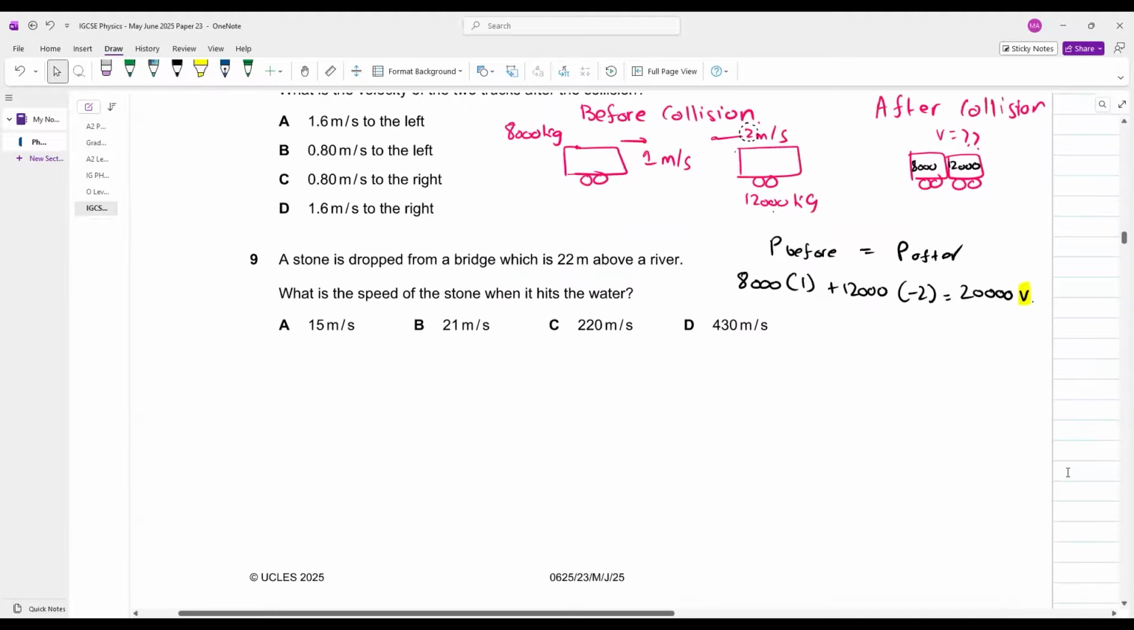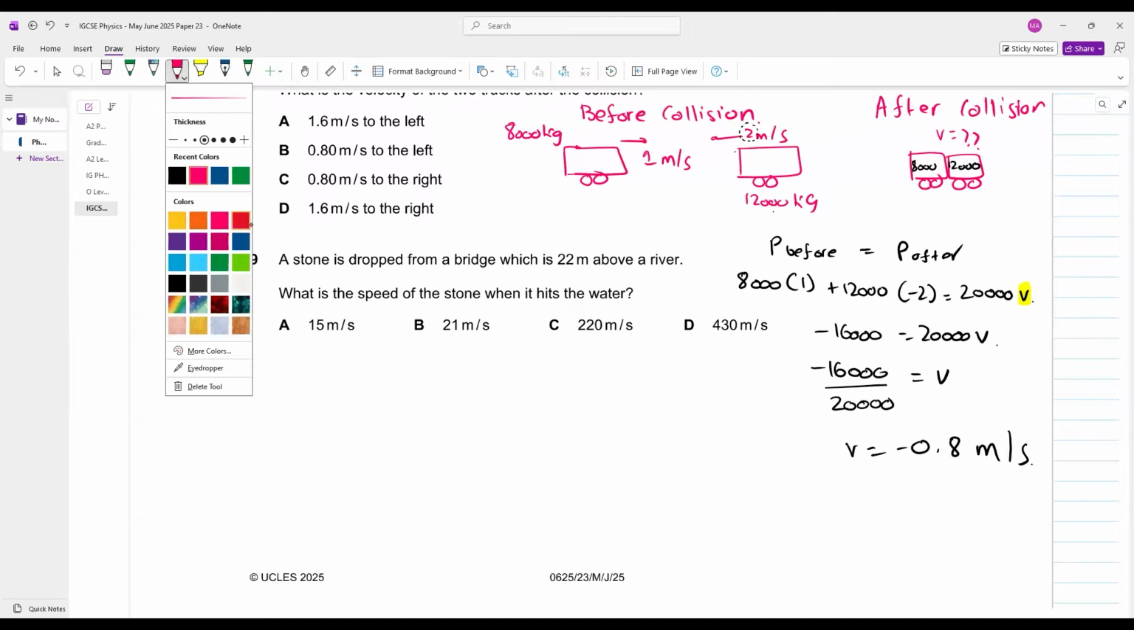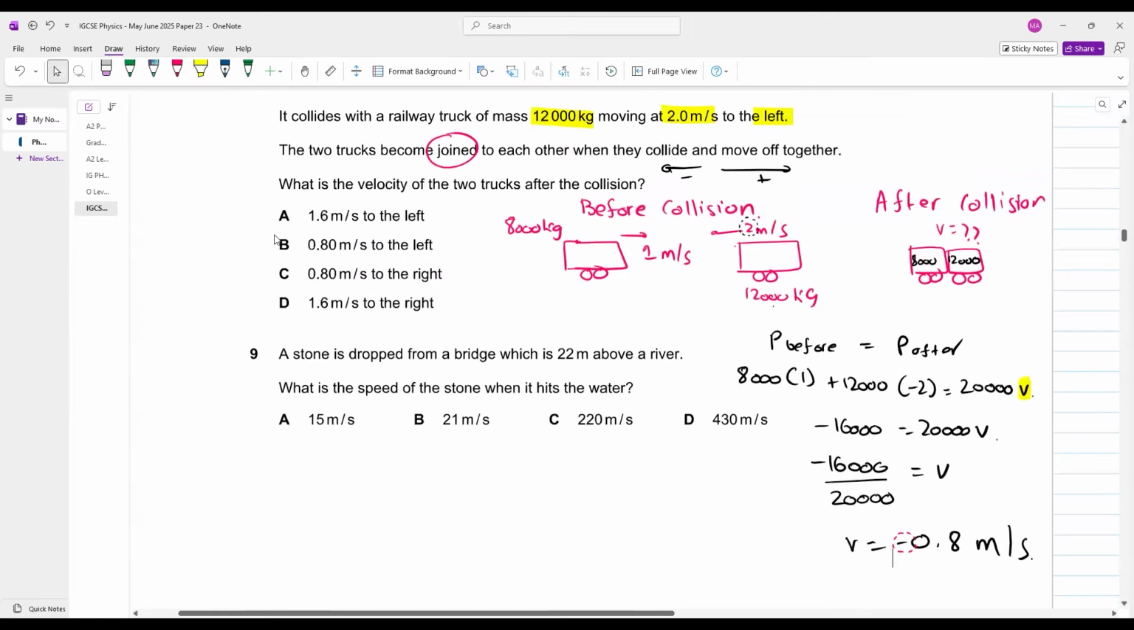Yes. 8,000 minus 24,000. This comes out to be what? Minus 16,000 is equal to 20,000 v. Divide कर दो. 16,000 divided by 20,000 is equal to v. निकालो बेटा क्या आंसर आता है v का? v comes out to be negative 0.8 meters per second. अब सर ये नेगेटिव का साइन क्या रिप्रेजेंट कर रहा है? Negative sign is representing that your object is moving towards the left.